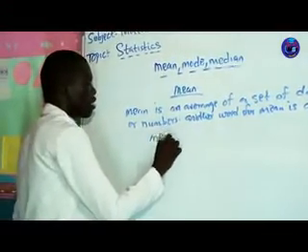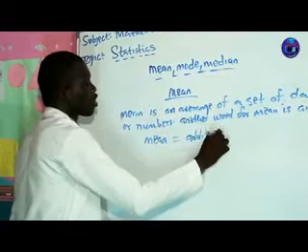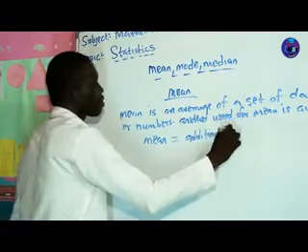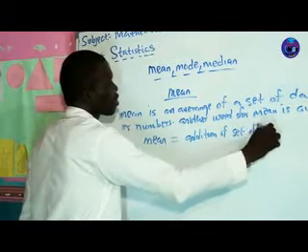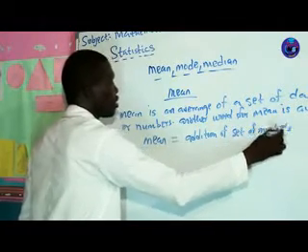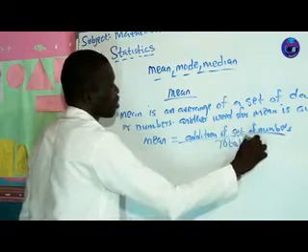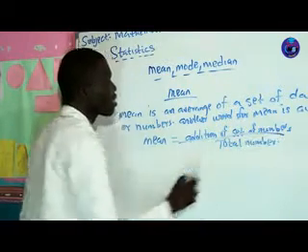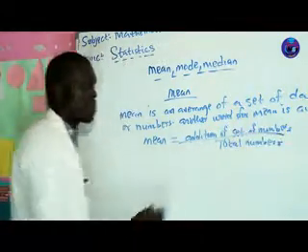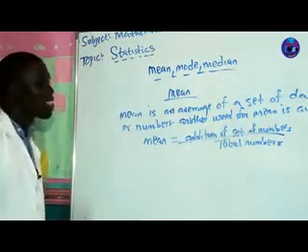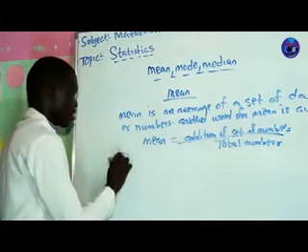Okay, now how can we find mean? Mean equals the addition of a set of numbers divided by the total number. Don't get confused at this. I'm going to give you an example.